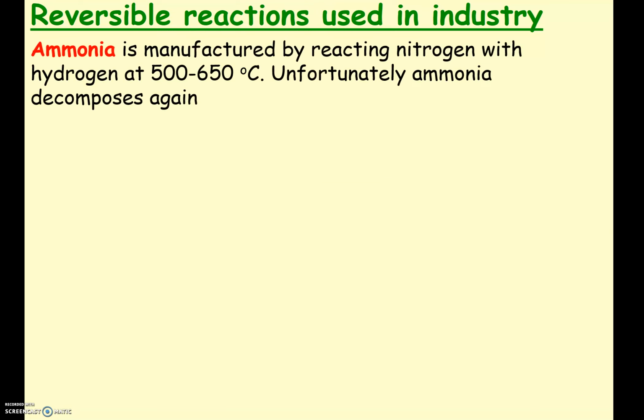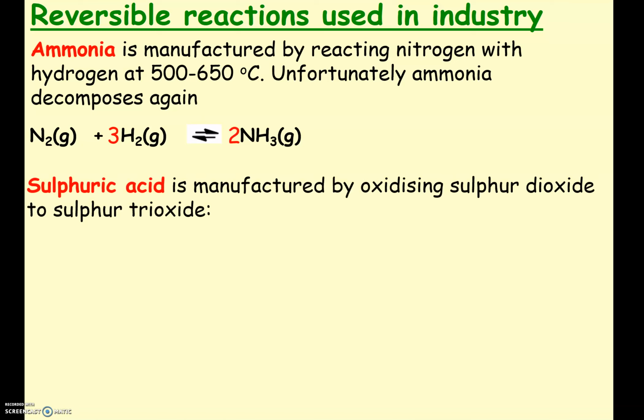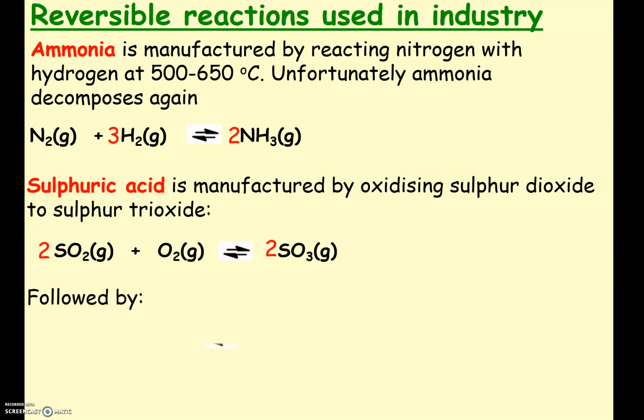So, reversible reactions used in industry. The production of ammonia is one. Ammonia does decompose again, so it goes from nitrogen and hydrogen to ammonia, and it also goes from ammonia back down to nitrogen and hydrogen. Sulfuric acid is manufactured by oxidizing sulfur dioxide to sulfur trioxide. So you have SO2 and O2, and you make SO3 with that. And then from there you have H2O and SO3, and you would produce sulfuric acid from that.